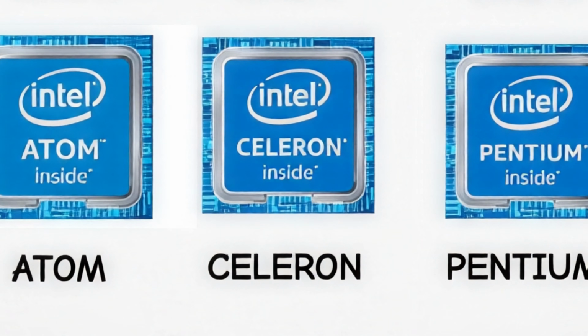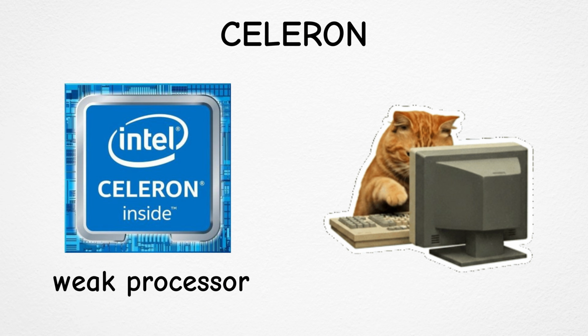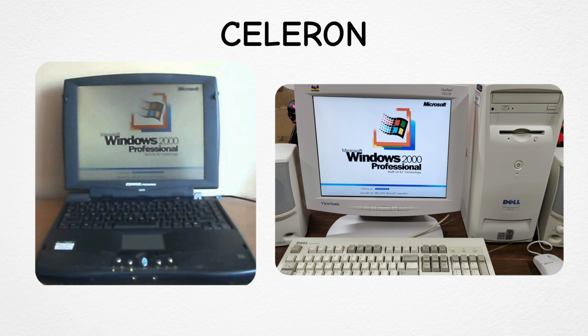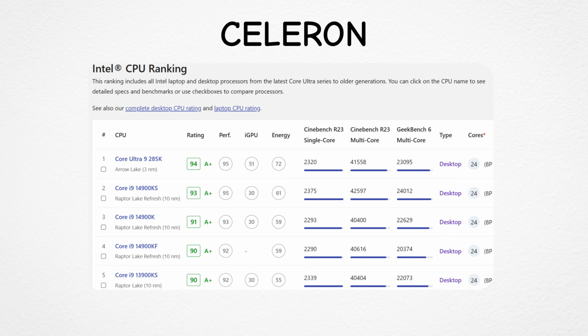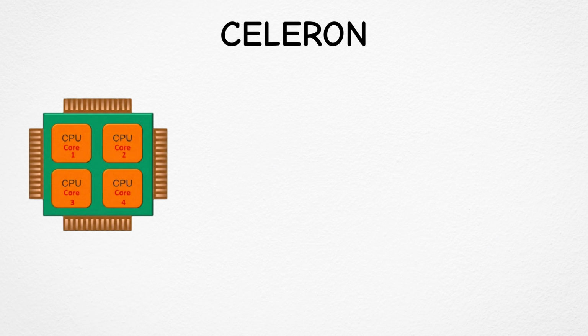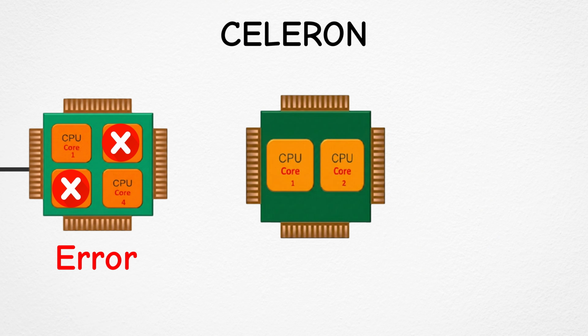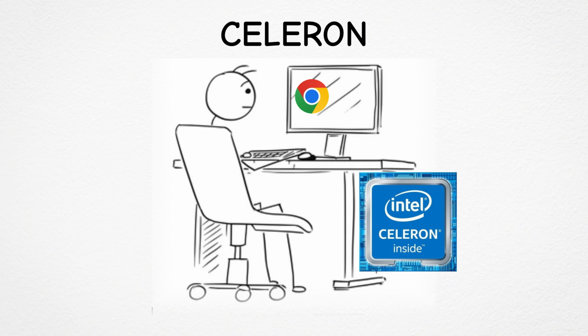Intel Celeron. Intel Celeron was Intel's weakest processor series, made for very basic tasks like typing documents. It was used in cheap laptops and office PCs in the early 2000s. Intel officially discontinued Celeron in 2023 since it was largely unused. In CPU benchmark rankings of 273 Intel processors, Celeron sits at the bottom. It was originally a normal chip with defects, so Intel disabled the defective parts and sold it as Celeron. That's why one browser tab is fine, but open two, and the system can start to lag.